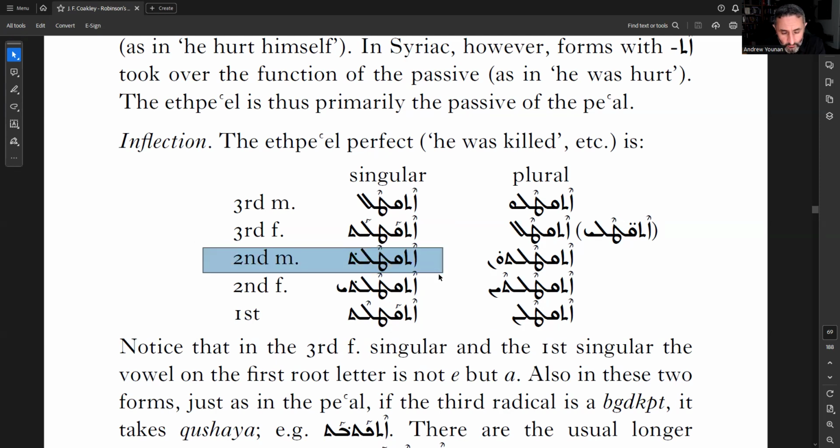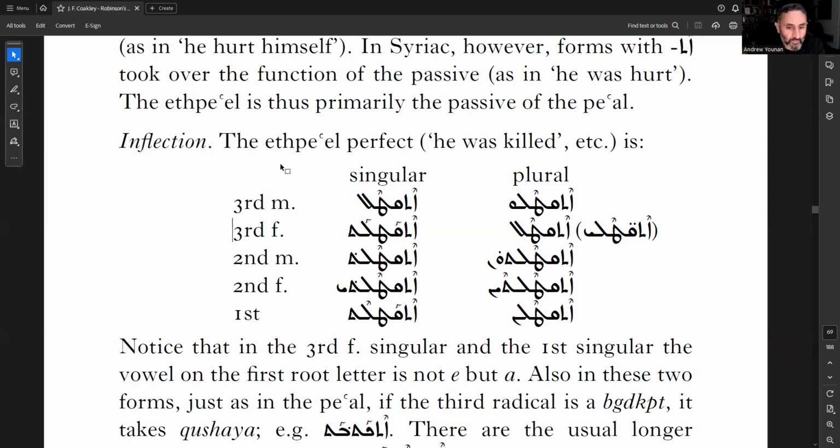Ithqtalt, you were killed. Ithqtil, he was killed. Ithqtilnan, we were killed. Ithqtiltun, you plural were killed. Ithqtilu, with a silent waw, they were killed. Feminine: Ithqatleth, ithqtilt, with a silent yod. Ithqatlath, she was killed. Ithqtilnan, ithqtiltain, ithqtilyan, they were killed.